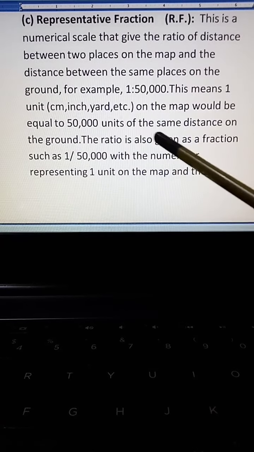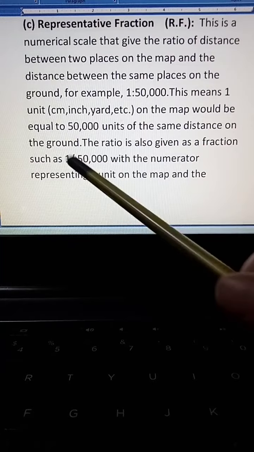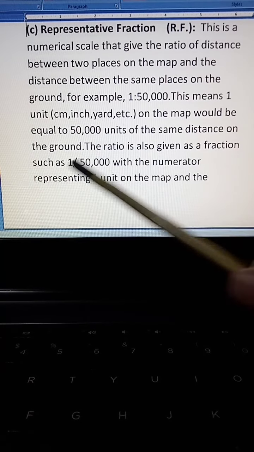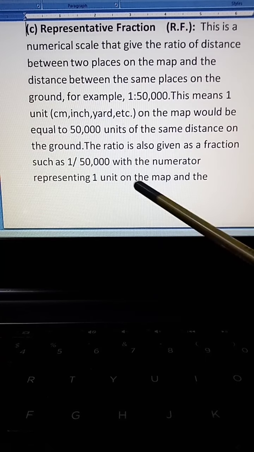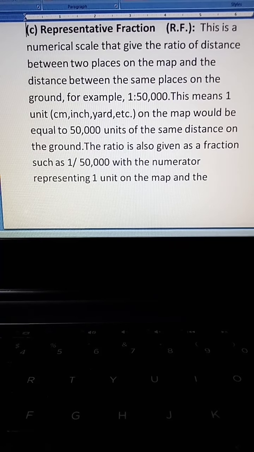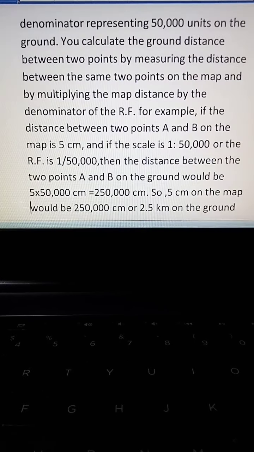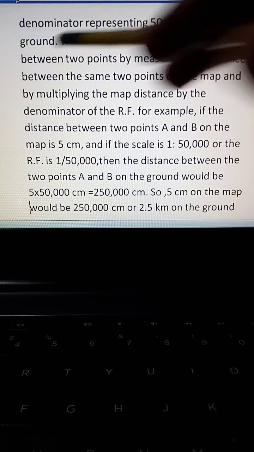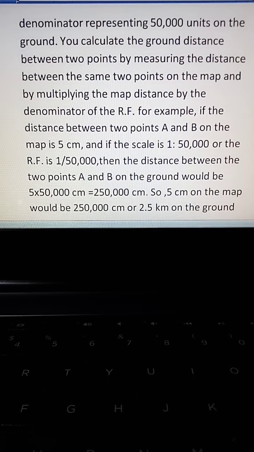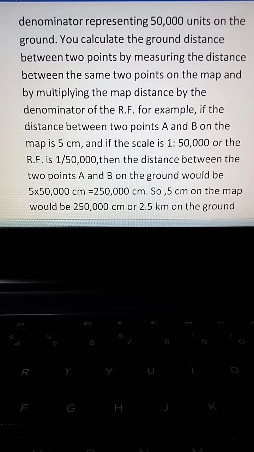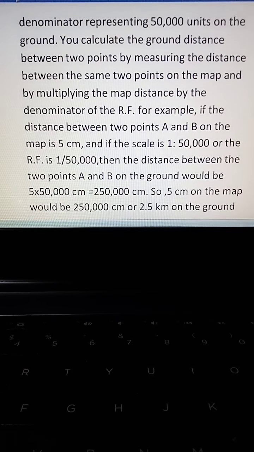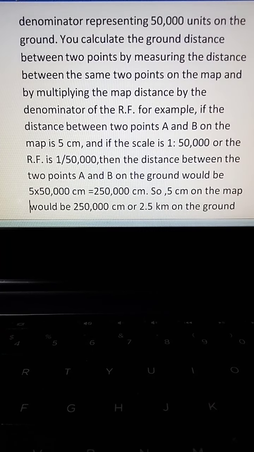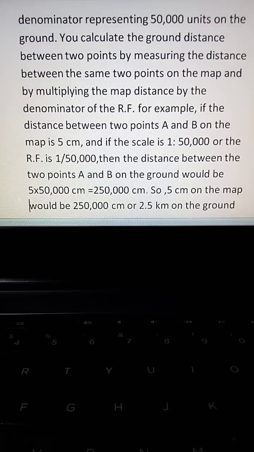The ratio is also given as a fraction such as 1 upon 50,000, with the numerator representing 1 unit on the map and the denominator representing 50,000 units on the ground. You calculate the ground distance between 2 points by measuring the distance between the same 2 points on the map and by multiplying the map distance by the denominator of the RF.